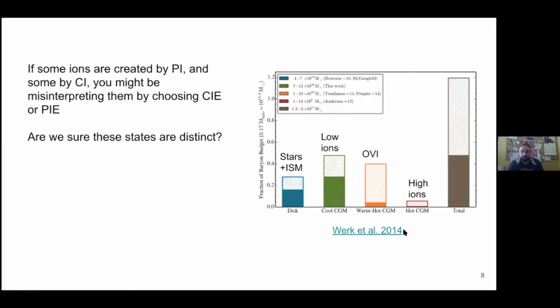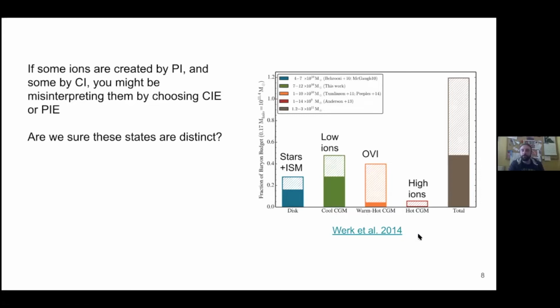So this is from Werk 2014, where they took all these different phases, and they said, okay, we have one phase traced out by the stars in the ISM. We have one phase traced out by various low ions. We have one phase traced out by this moderately high ion, oxygen 6, that we'll talk about a lot. And there's some things that are traced out by even higher ions. And this is going to be cool, warm, hot. And the problem is, if some ions are created by photoionization and some are created by collisional ionization at the same time, then you might not be sure that these states are all distinct.